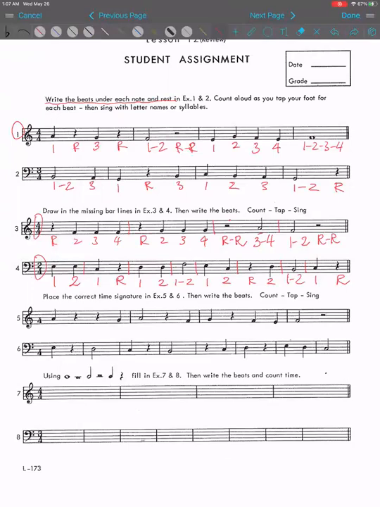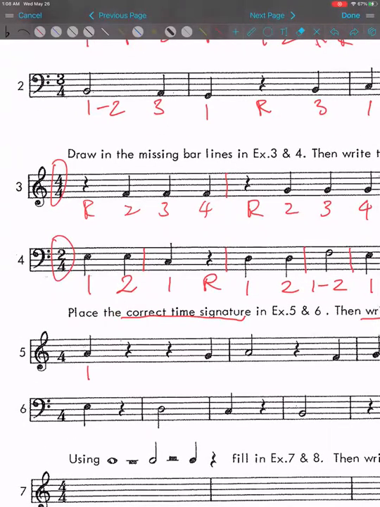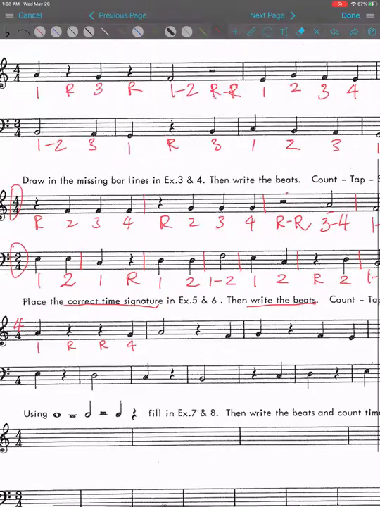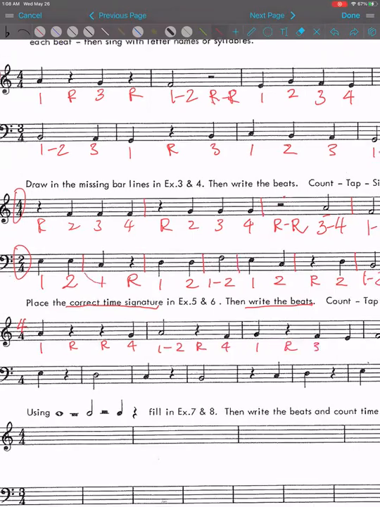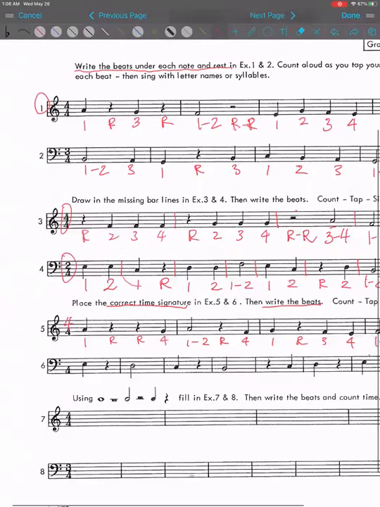Number 5, place the correct time signature and then write a beat. So here we have 1, rest, rest, 4. So you have 4 beats in each measure. We're going to complete the rest of it. Writing this shouldn't take too much time. So I'm just writing them.